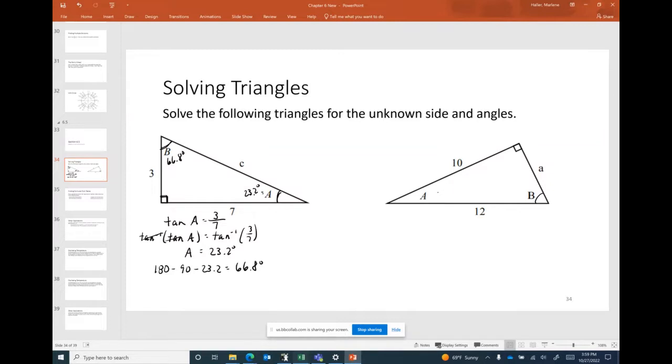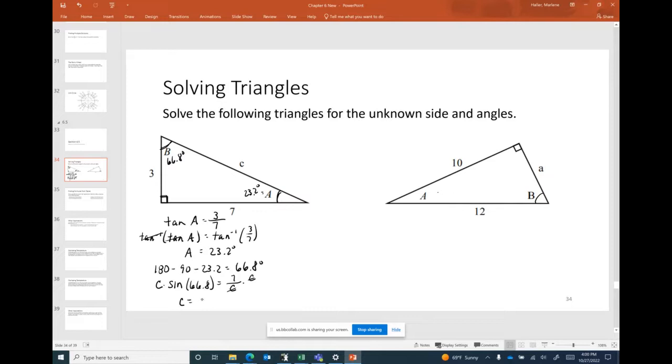I could find that with the Pythagorean theorem, or maybe I could use the sine or the cosine. Randomly, let's just use the sine. Sine involves the hypotenuse, so I could use A or B. It doesn't really matter. We've been working with A, so why don't we give B a shot? The sine of B, and angle B is 66.8 degrees. So the sine of 66.8 is equal to its opposite side, that's 7, over the hypotenuse, that's C. Solving for C just involves multiplying both sides by C and then dividing both sides by the sine of 66.8.